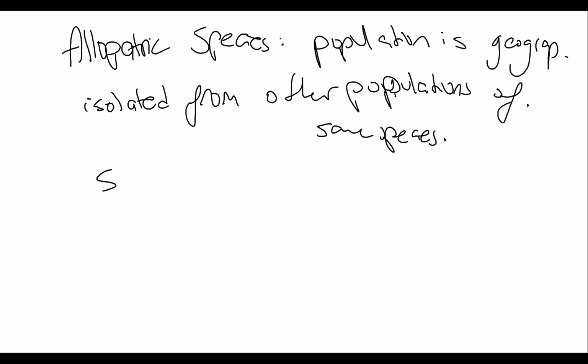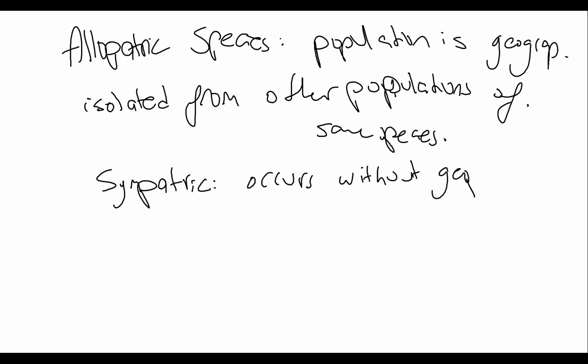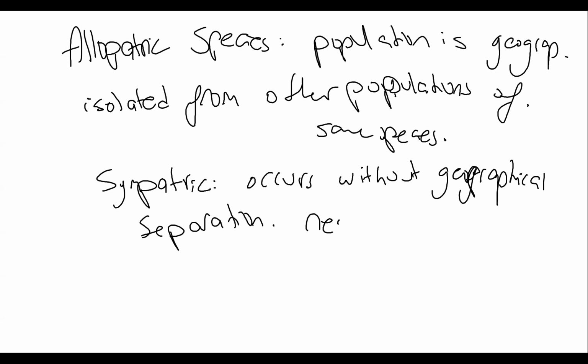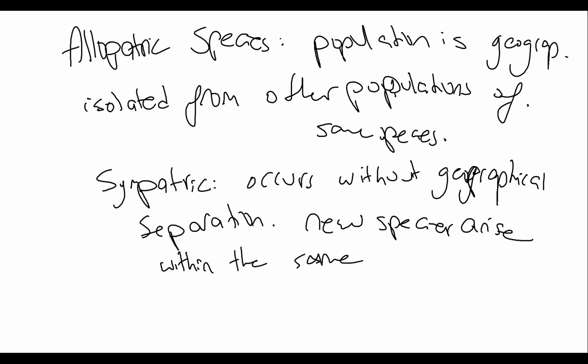However, sympatric speciation occurs without geographical separation. So in this type, a new species arises within the same geographic area.